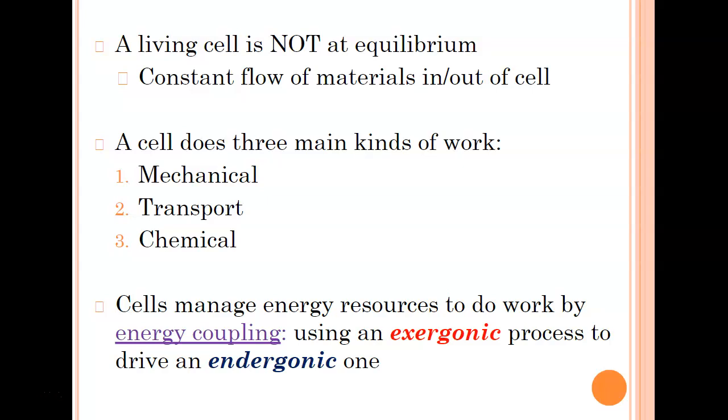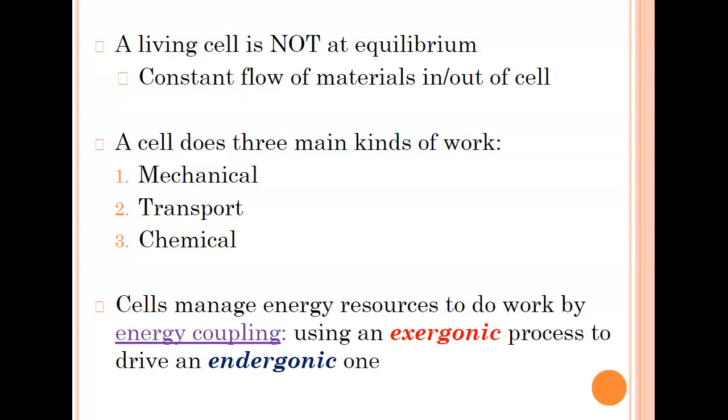A living cell is never at equilibrium, so it's important to know that. We talked about it before with isotonic solutions in diffusion and osmosis. When things reach equilibrium, it doesn't mean things just shut down and stop. There's still movement back and forth. It's just not a net movement.